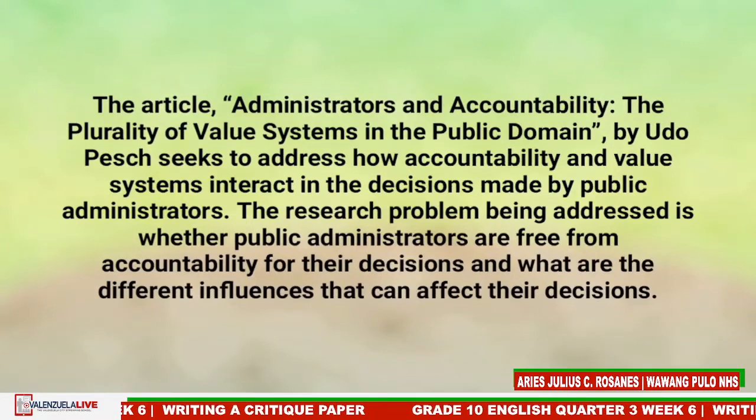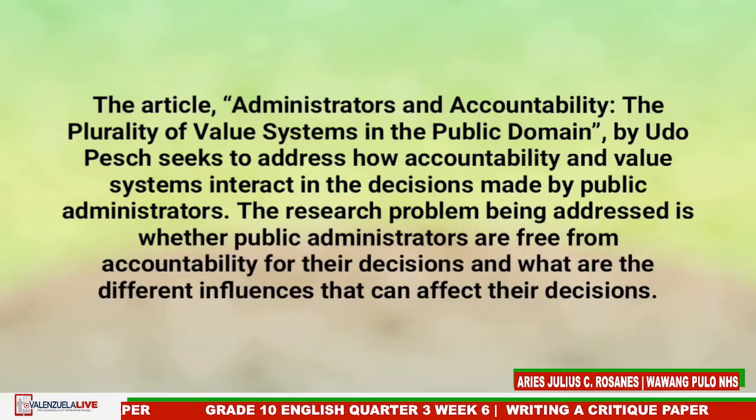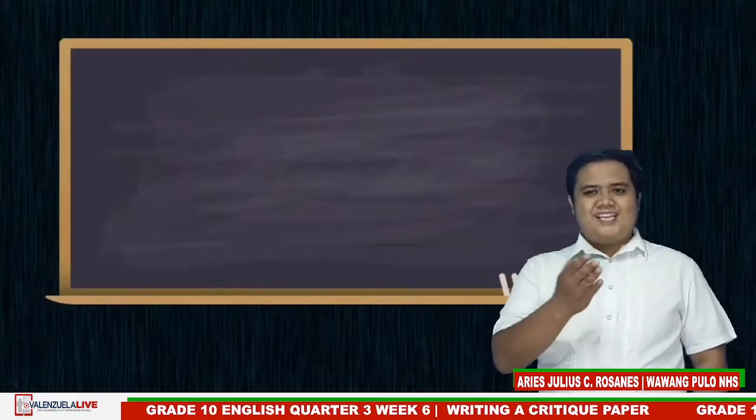The article, Administrators and Accountability, the Plurality of Value Systems in the Public Domain, by Udo Pest, aims to address how accountability and value systems interact in the decisions made by public administrators. The research problem being addressed is whether public administrators are free from accountability for their decisions and what are the different influences that can affect their decisions. What is your answer?